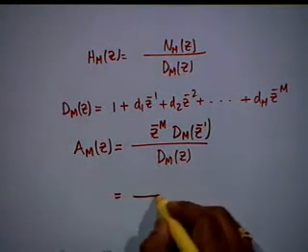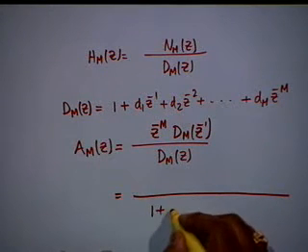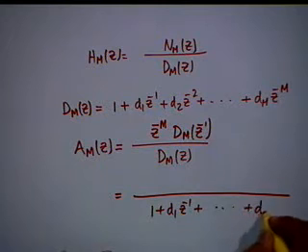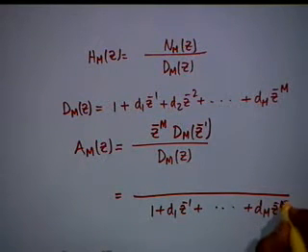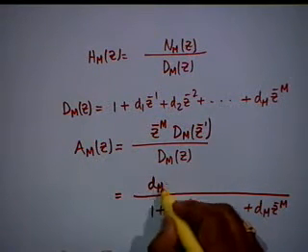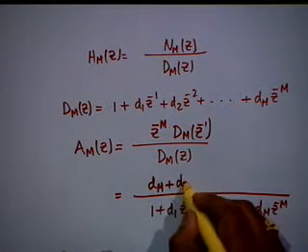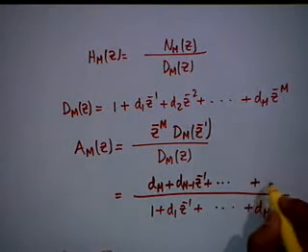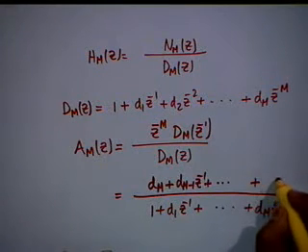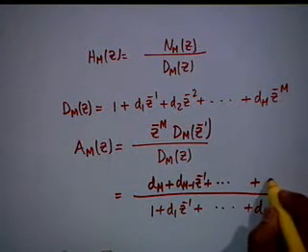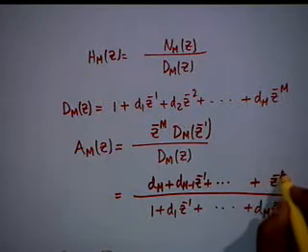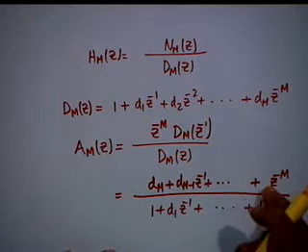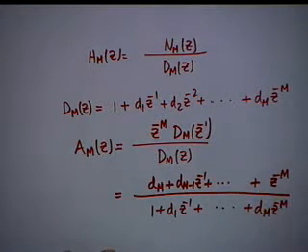In other words, if I write this specifically, 1 plus d1 z inverse plus etc., dm z to the minus m, we shall start here from dm, and then I shall get d(m minus 1) z inverse plus etc., plus the last term would be z to the minus m. The coefficient will be 1, because this will go here. Agreed?